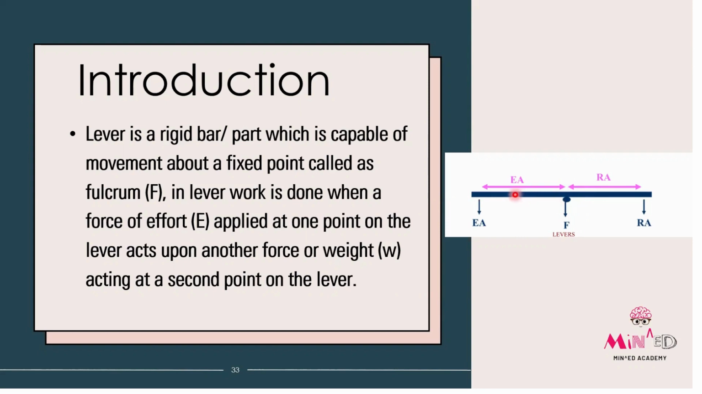when a force of effort is applied, here effort is applied at one point, which acts upon another force or weight, which is also known as resistance. Fine, so a lever is a rigid bar which has 3 points: fulcrum, effort, and load. Effort is the point at which we apply the force, and load or resistance is the point on which the weight is applied.